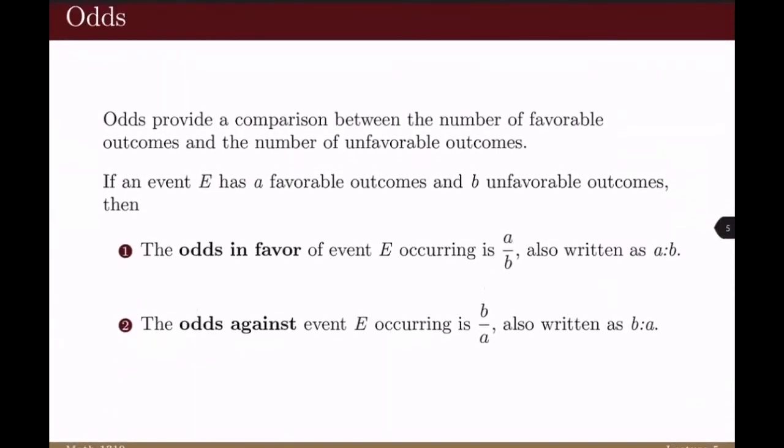Next, we'll talk about how to find odds. Odds provide a comparison between the number of favorable outcomes and the number of unfavorable outcomes. If an event E has A favorable outcomes, so A represents a number here, and B unfavorable outcomes, then the odds in favor of event E is A divided by B, or you can write it as a ratio A to B. And the odds against E occurring is B over A, which can also be written as the ratio B to A.